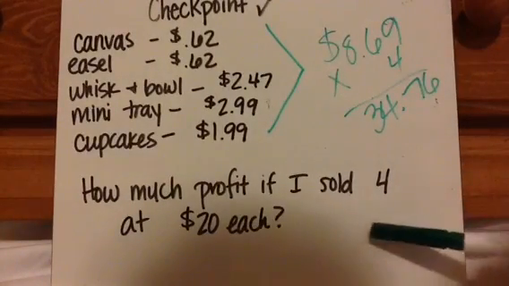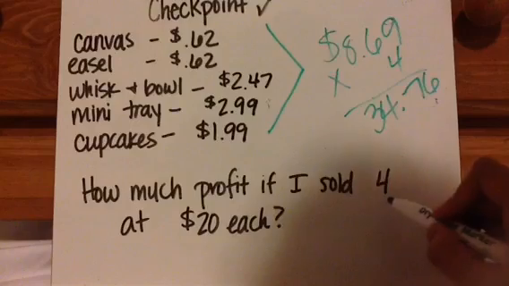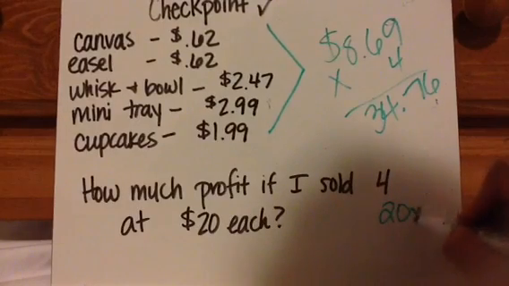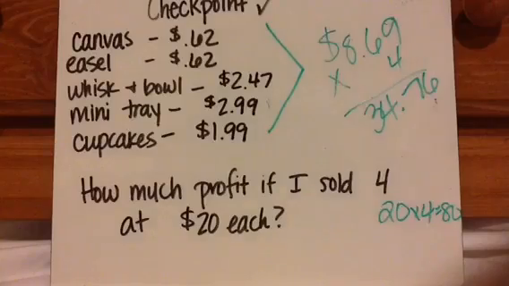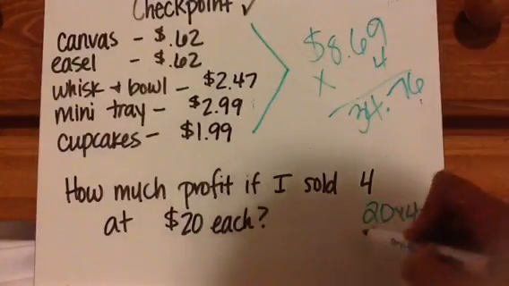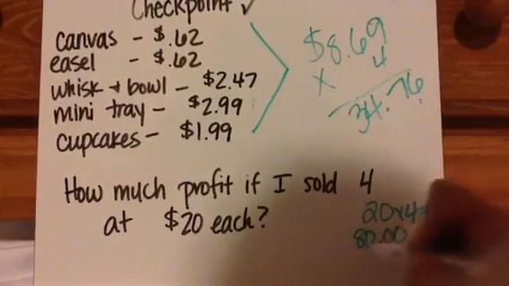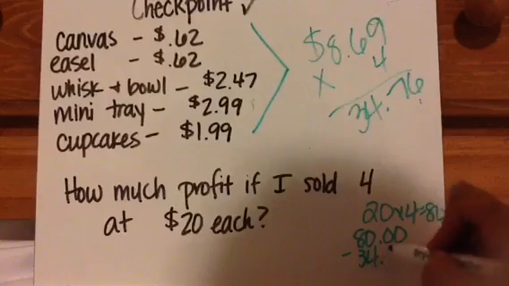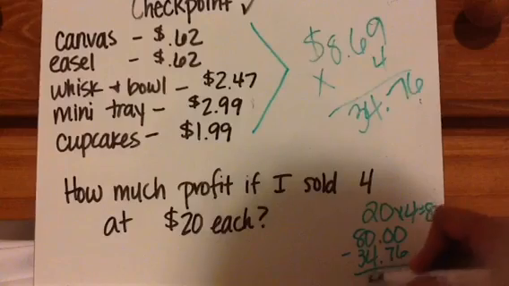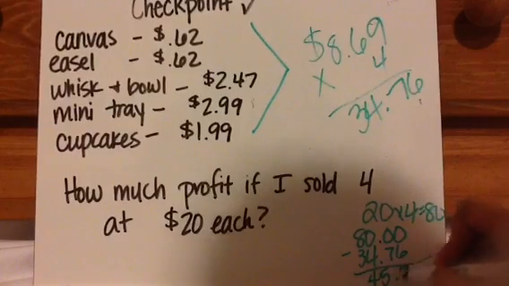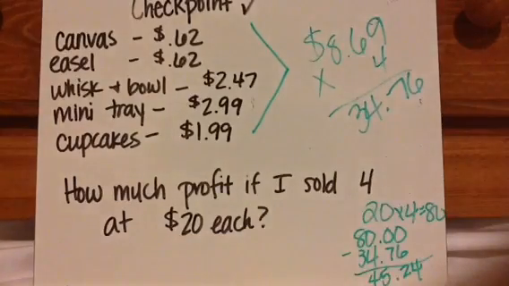Now, if I sold 4 at $20 each, that's $80. I have to take the $80 that I made, subtract the amount of money I spent in expenses, and that's going to give me $45.24 profit, which, hey, that's pretty good. I made quite a bit of money.